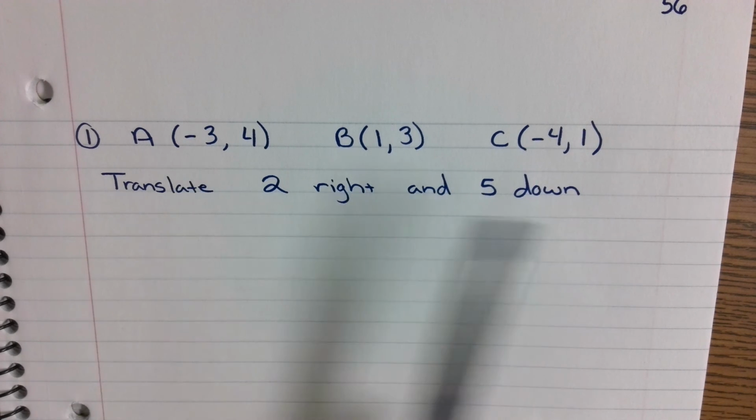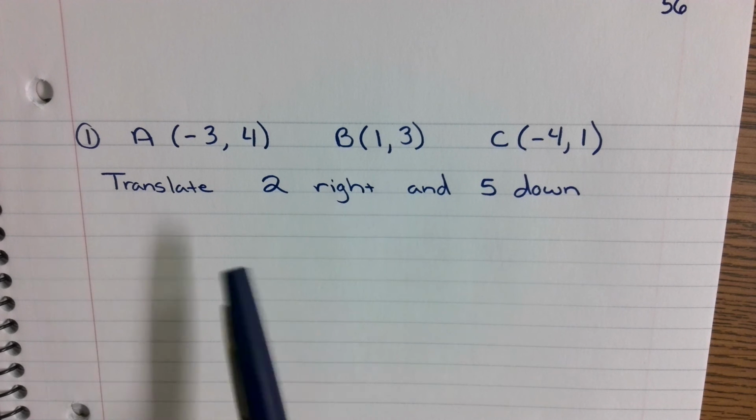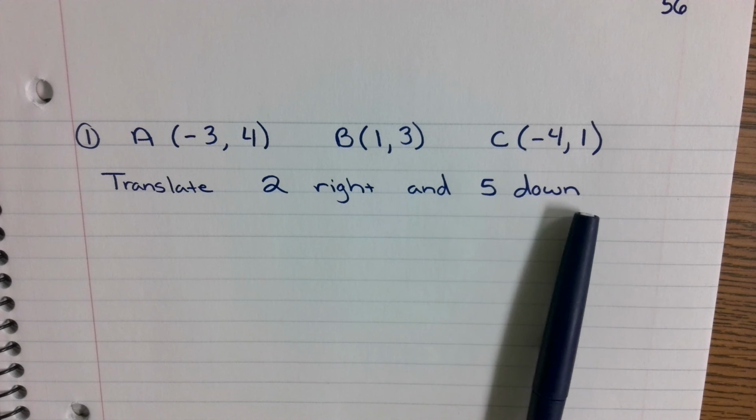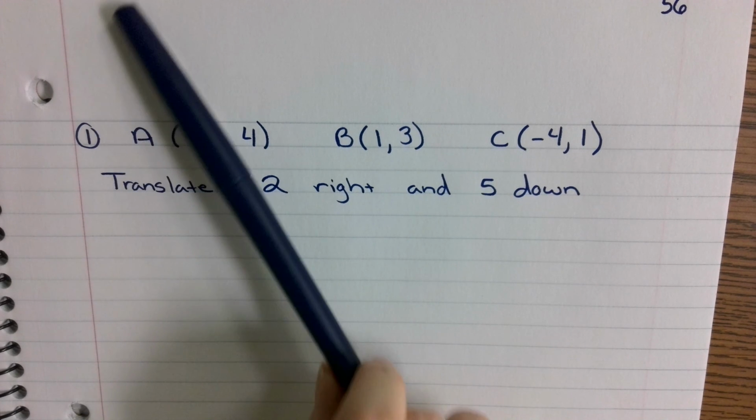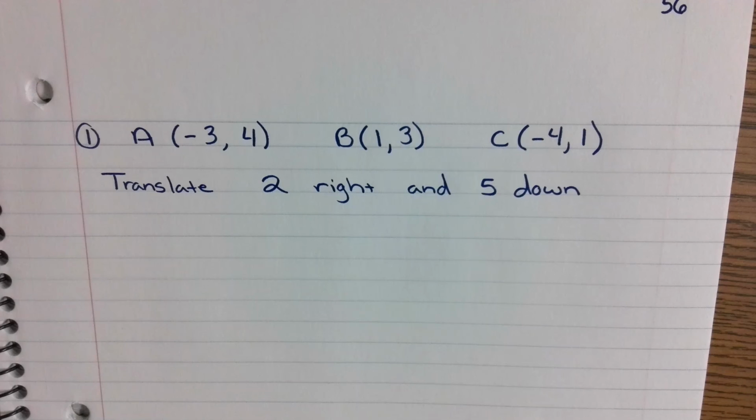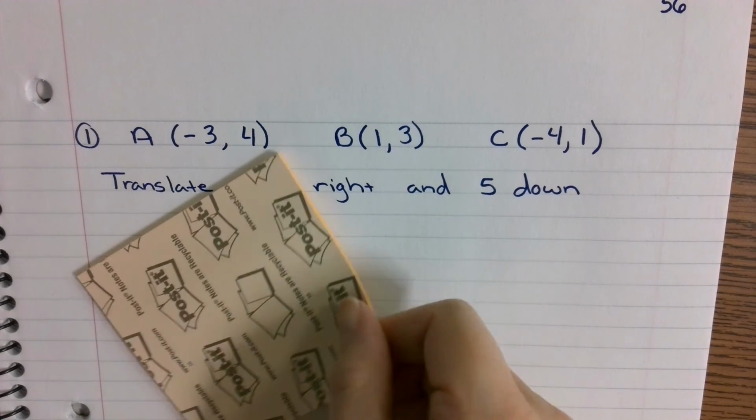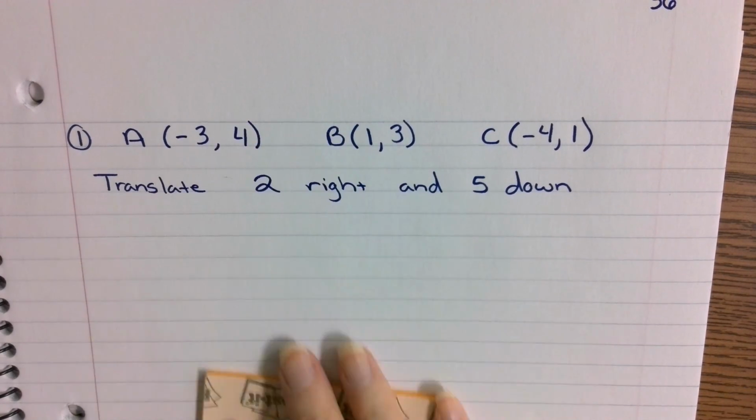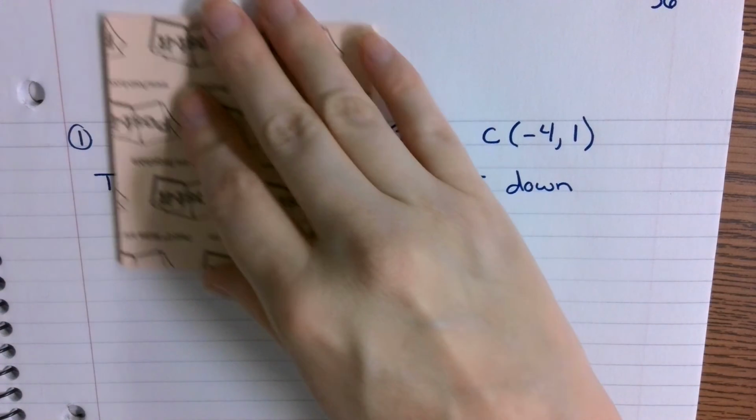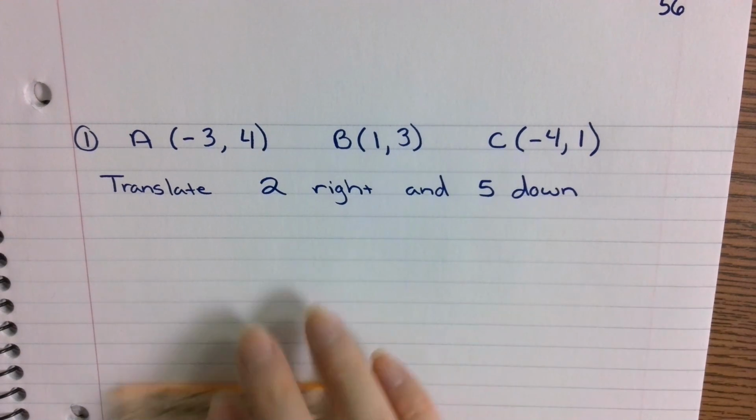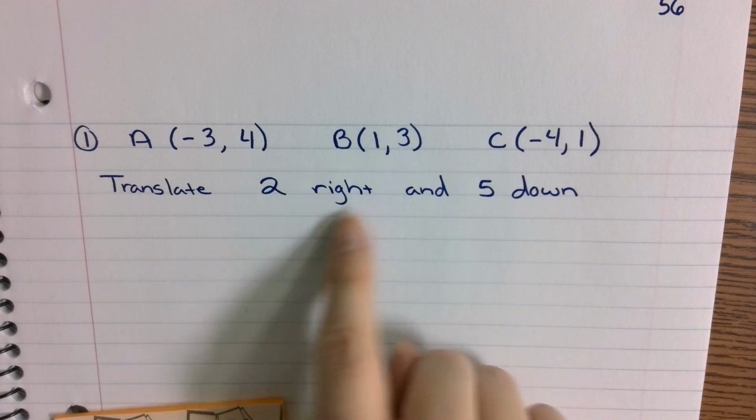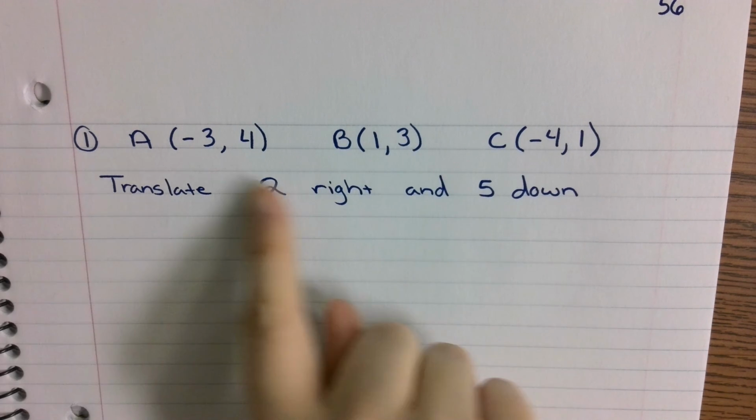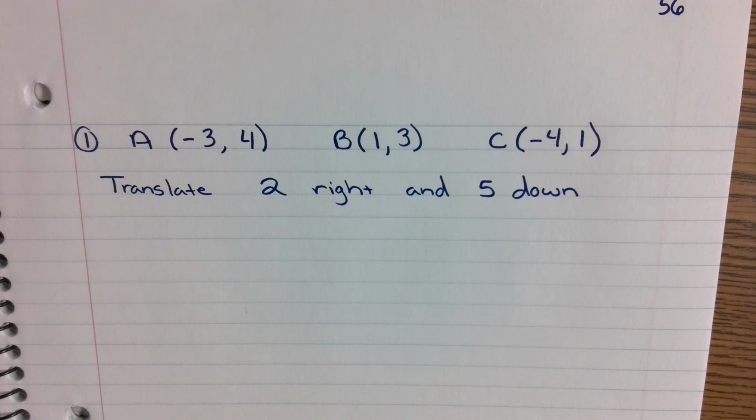Now I know this looks like it's going to be 2 translations, but it's actually one translation that's happening, because 2 to the right and 5 down is a diagonal move. Translations don't just have to be to the right, to the left, up, or down. It can be a diagonal move, and a diagonal move is a combination of right and down, or right and up, or left and down, or left and up. So it's still considered to be a single translation here.